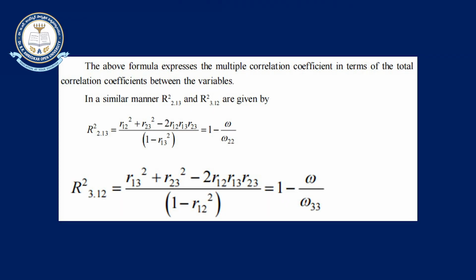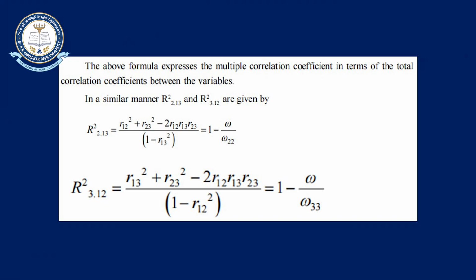Similarly, if I go for variable 2 depends on 1 and 3, there the multiple correlation coefficient R2.13 whole square is equal to R12 square plus R23 square minus 2 R12, R13, R23 divided by 1 minus R13 whole square. So, that is equal to 1 minus omega divided by omega 22.